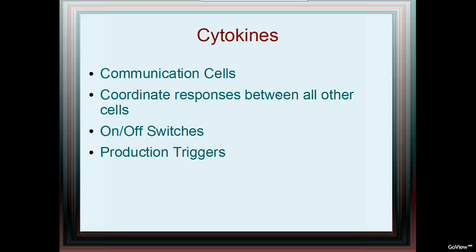And the final main type of cell found within the human body are cytokines, and these are the communication cells of the immune system. These coordinate responses between all the other cells, and they do one of two things. Some of them act as on-off switches in the body, and then some of them act as production triggers. They'll tell the body that they need to produce more of a certain cell or antibody.